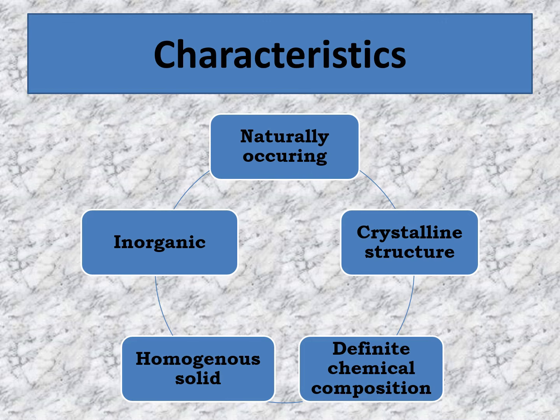Next, we also have the homogeneous solid. Next, definite chemical composition. All minerals have a specific chemical composition. It is a compound having an orderly internal structure and characteristics, chemical composition, crystal form, and physical properties. That is why mineralogists use different steps in identifying physical and chemical properties of minerals.